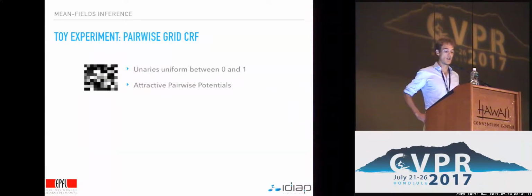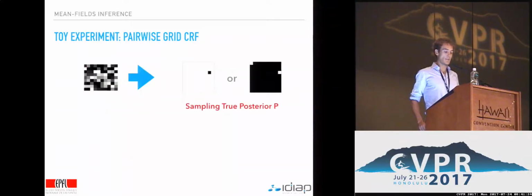To see this, we designed a simple toy experiment. Let us consider a binary grid conditional random field. Its unary potentials are drawn uniformly between 0 and 1, and it has strong attractive potentials. Because of the attractive potential, this model defines a posterior with two main modes, the all 0s and the all 1s, as can be seen by sampling.